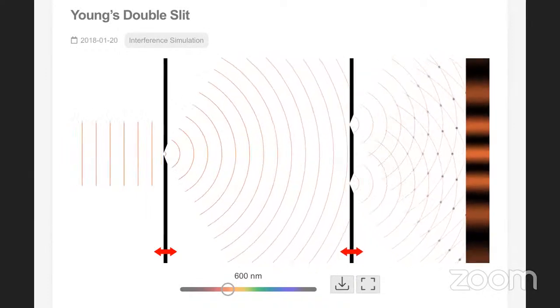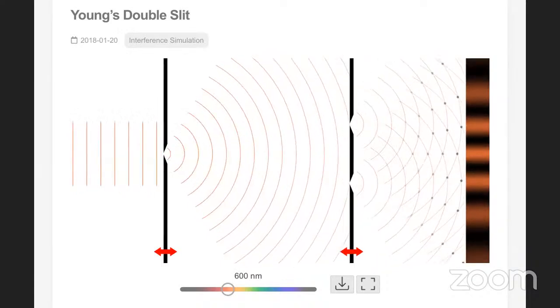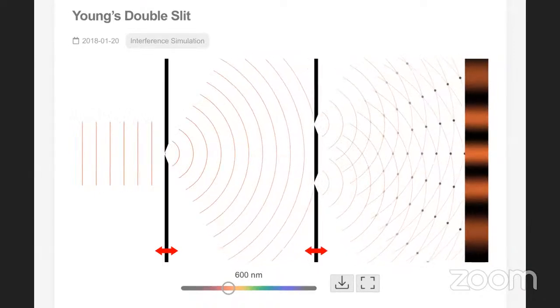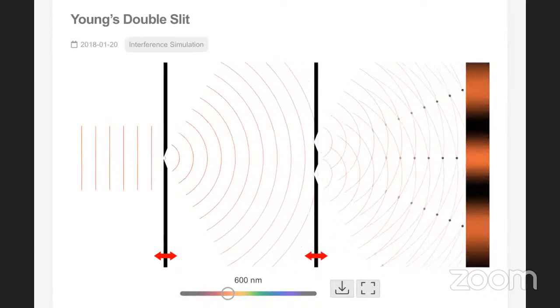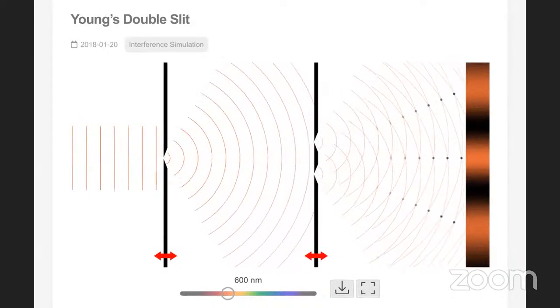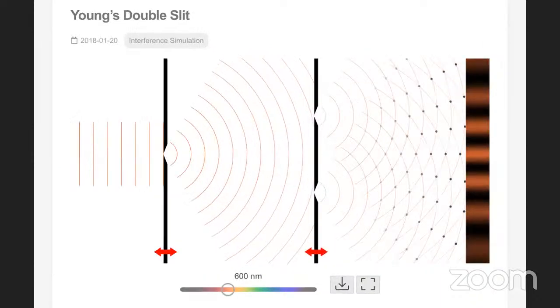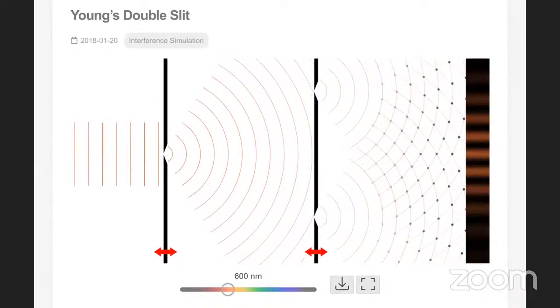Focus on the fringes, right? If I bring the slits closer together, look at what's happening there. The light and dark fringes are getting larger. If I were to bring them further apart, you'll recognize that the light and dark fringes are getting smaller.